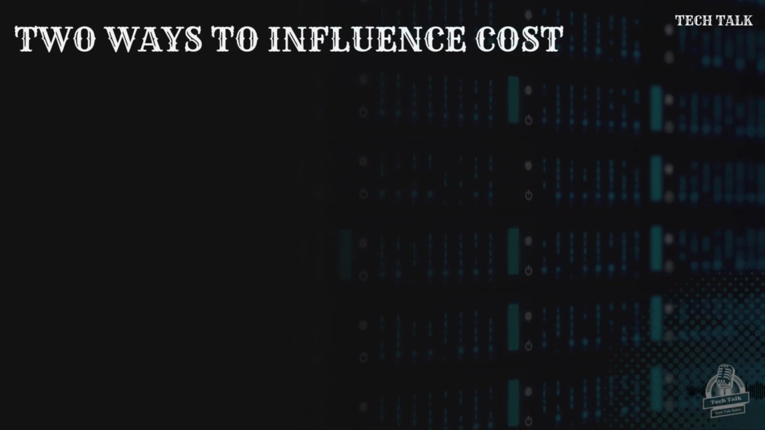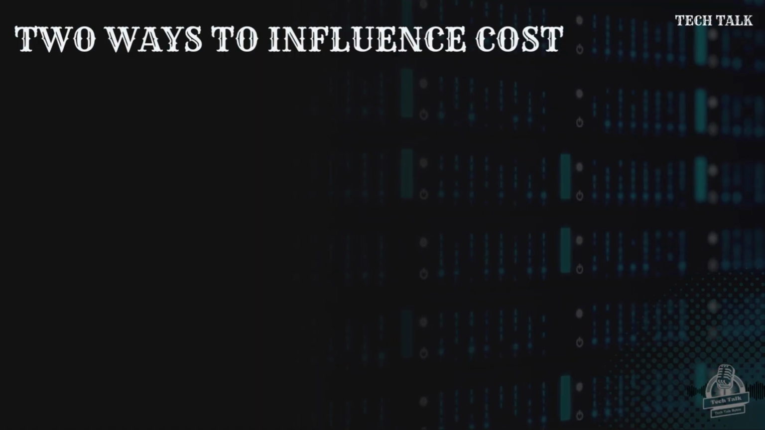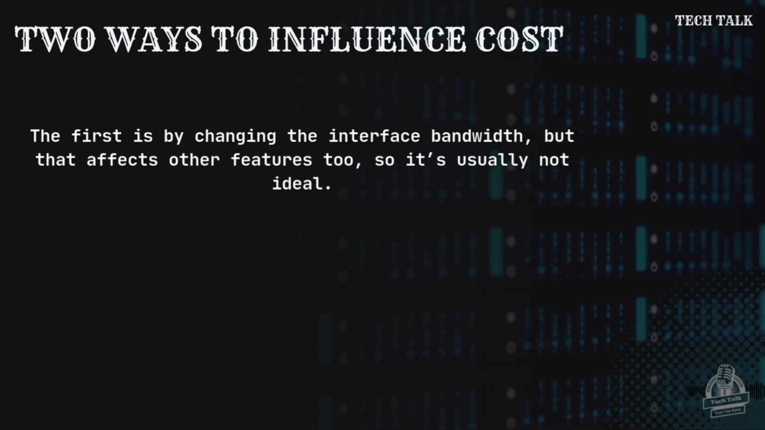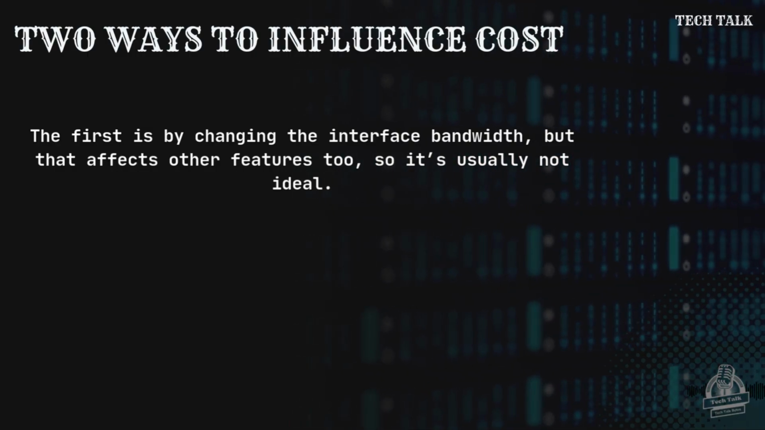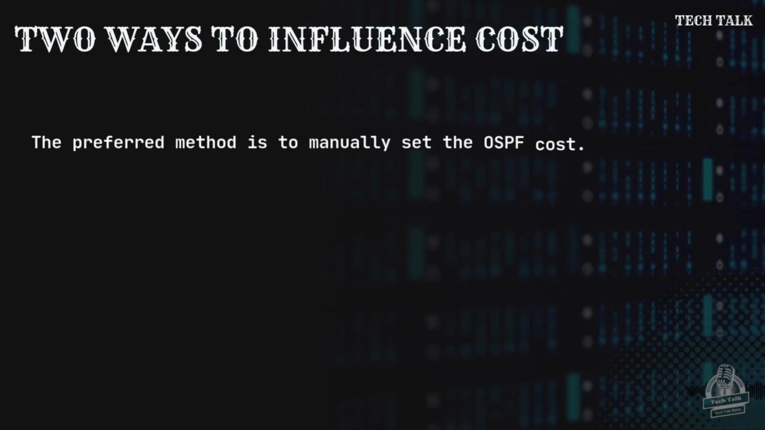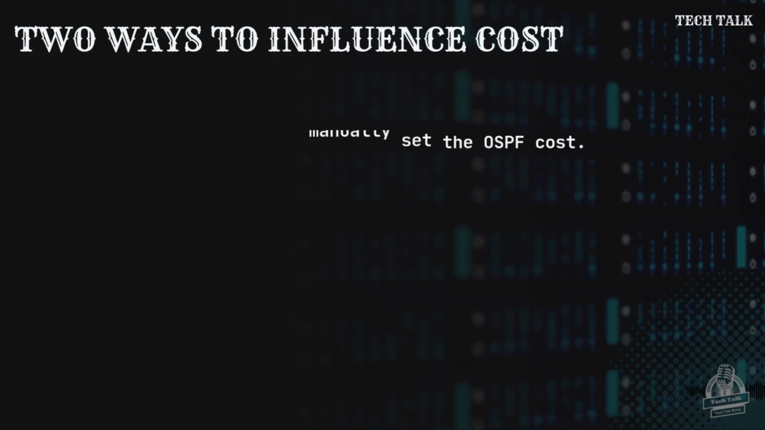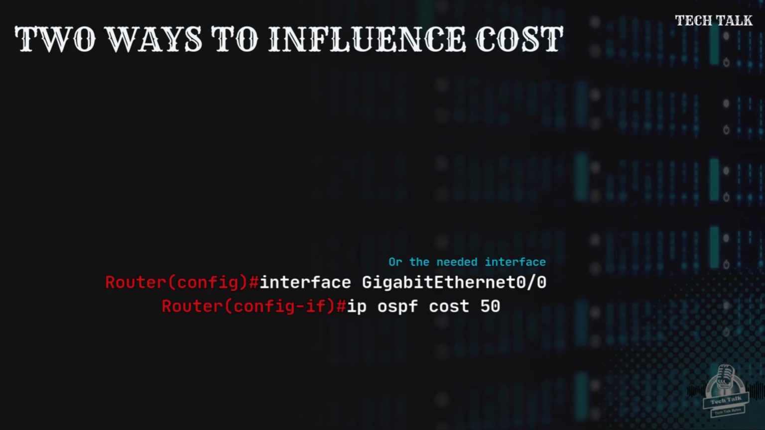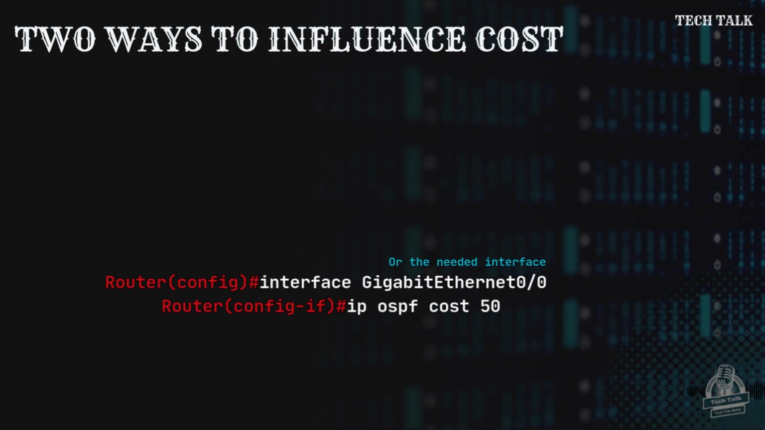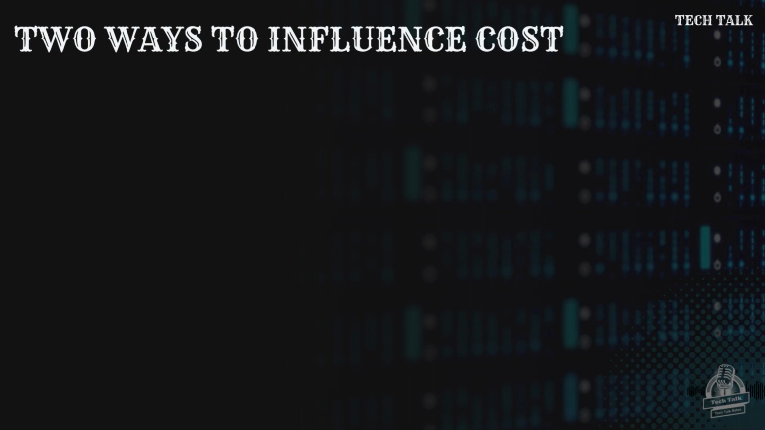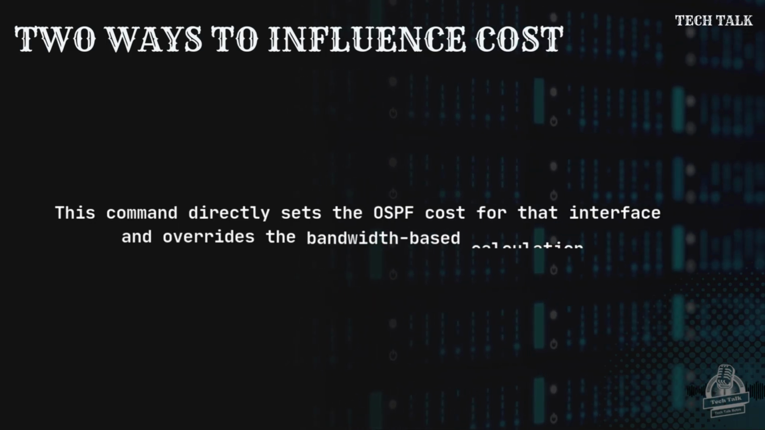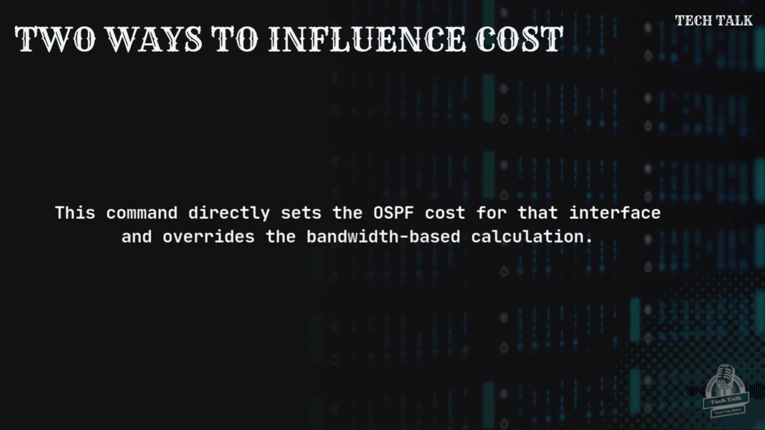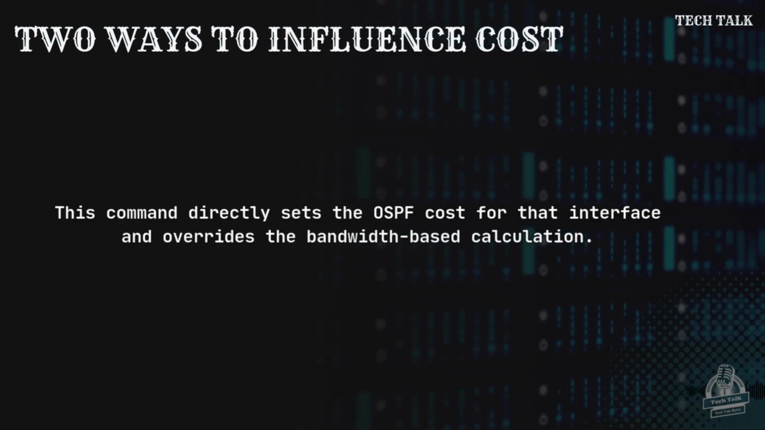There are two ways to influence OSPF cost. The first is by changing the interface bandwidth, but that affects other features too, so it's usually not ideal. The preferred method is to manually set the OSPF cost. At global config, interface GigabitEthernet 0/0, ip ospf cost 50. This command directly sets the OSPF cost for that interface and overrides the bandwidth-based calculation. Lower cost wins, always.